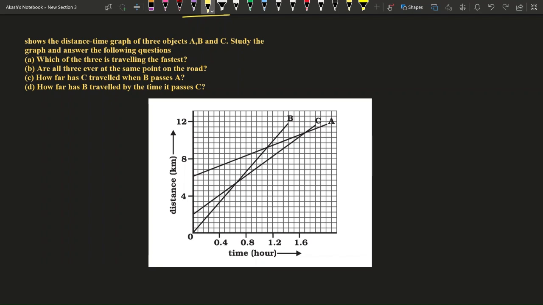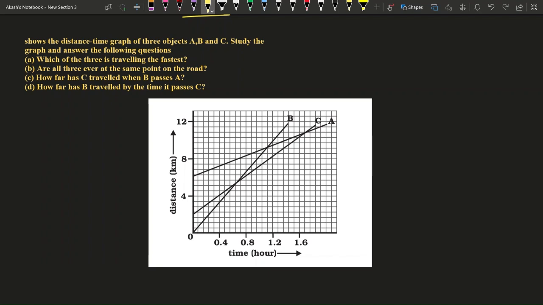It is a graphical interpretation, so we need to be a little keen when counting the figures and taking the measurements. The question is: the figure shows the distance-time curve of three objects A, B and C. Study the graph and answer the following questions.